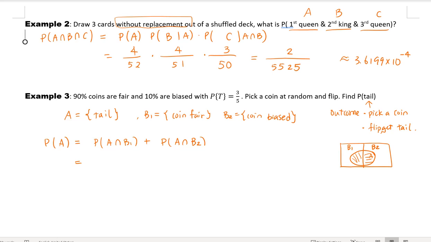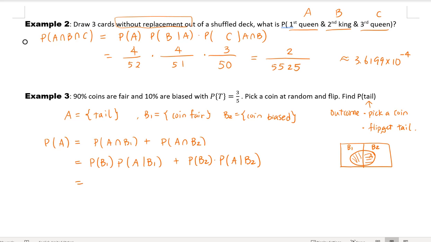So now, after we get this, what is P of A and B1? Pick a coin and get a tail. Of course, we need to pick a coin first, right? So that's why we pick a fair coin, P of B1 first, and then P of A given B1. Plus P of A and B2. So also the multiplication rule. Do you pick a coin first or you get a tail first? Of course, you need to pick a coin first. Then you flip the coin and get a tail, right? So that's why P of B2 times P of A given B2.